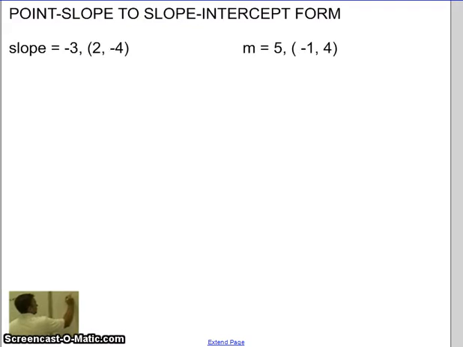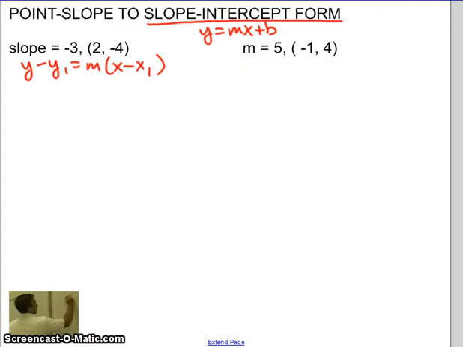Now we're going to do the same thing, but take this a step further, and go from point-slope form back to slope-intercept form. We want our answers to have y by itself. So here we go. y minus y1 equals m times x minus x1, and you don't have to write this again if you remember it. So y minus the y-coordinate, which is negative 4, equals m, which is negative 3, times x minus 2, which is the x-coordinate.